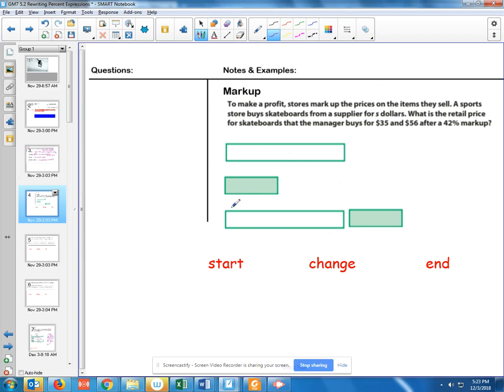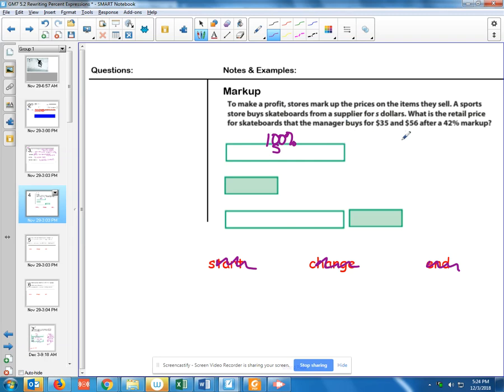To make a profit, stores mark up the prices on the items that they sell. So we have a sports store and they buy skateboards from a supplier for, let's say, S dollars. We don't know what it is. This is how much I'm paying for something. They're going to call that S. This bar here, I want you to write that this is 100%.